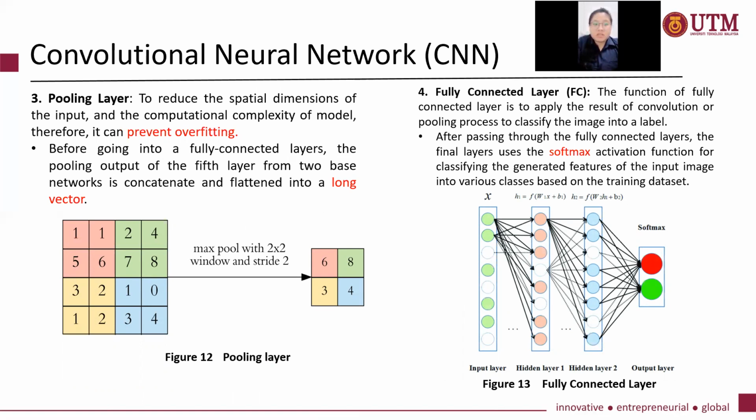Fully connected layers connect every neuron in one layer to every neuron in another layer. The function of the fully connected layers is to apply the result of the convolution or pooling process to classify the image into a label. After passing through the fully connected layers, the final layer uses the softmax activation function for classifying the generated features of the input image into various classes based on the training dataset.